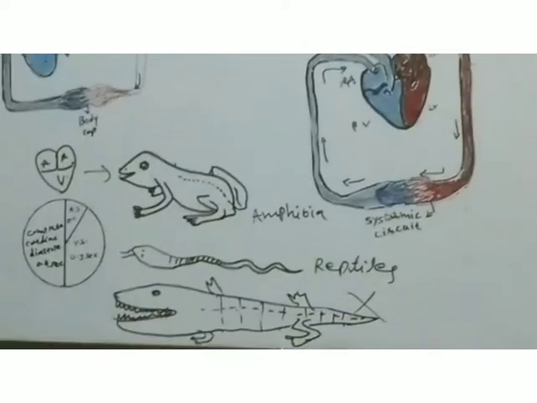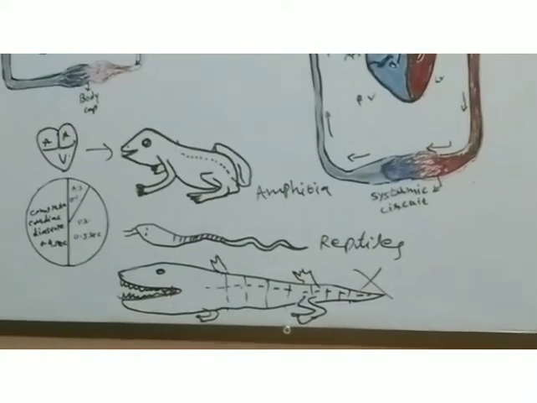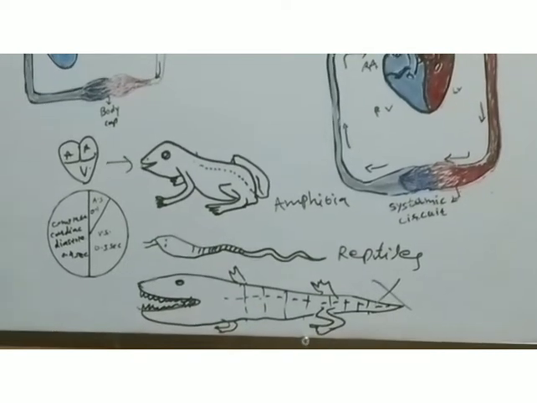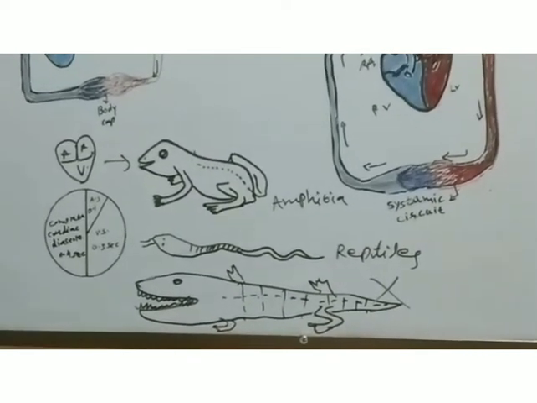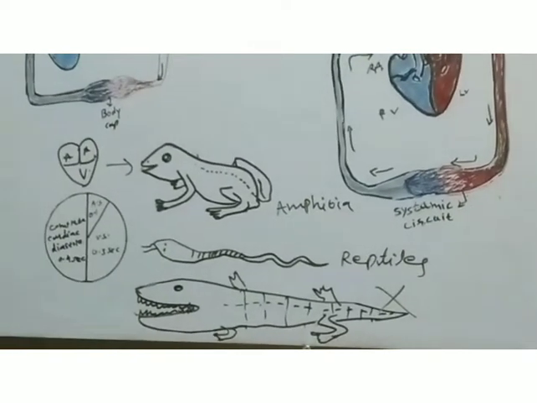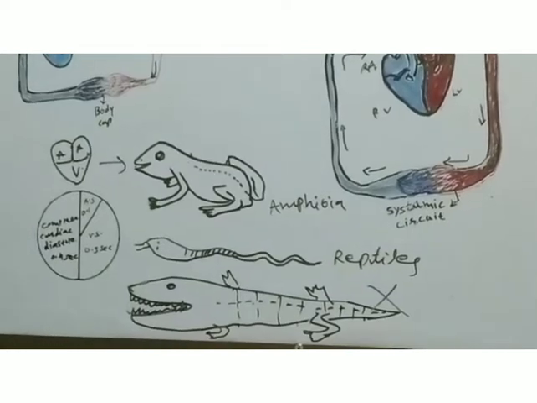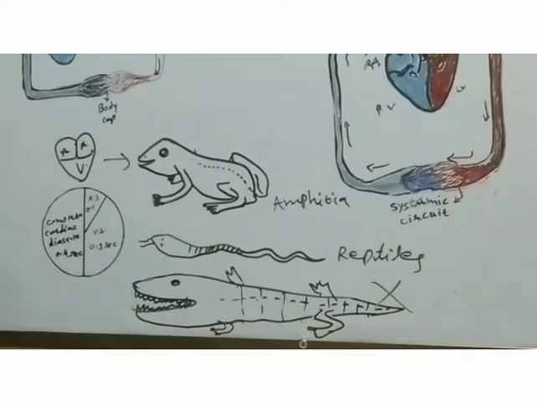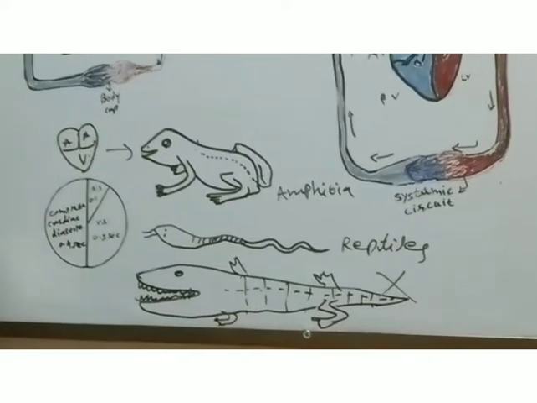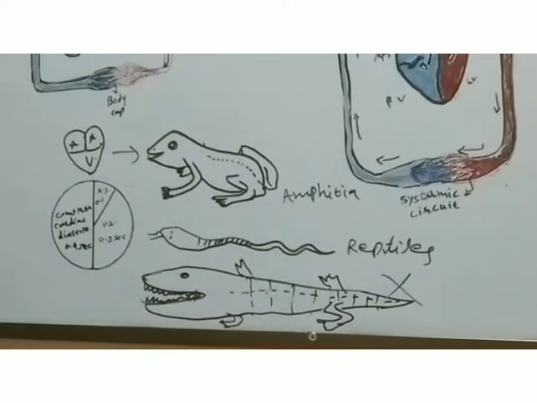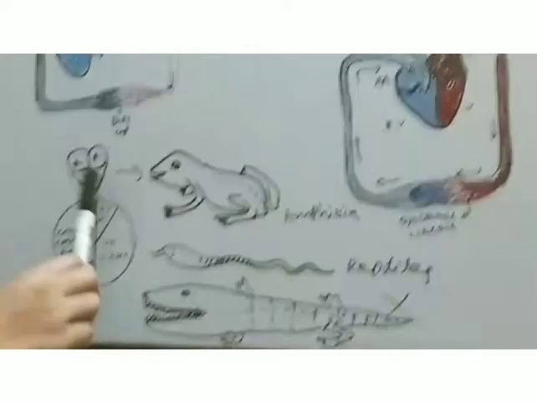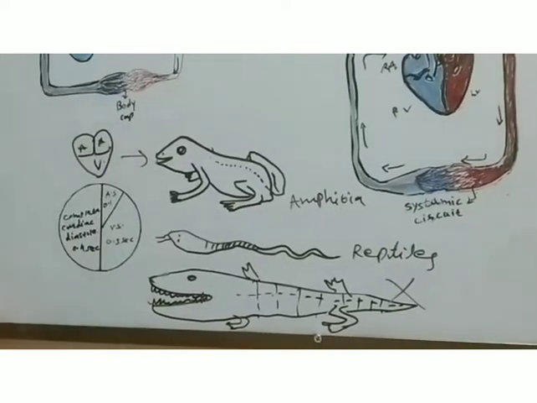So they remain in contact with water bodies and continuously exchange gases and then get the oxygenated blood. This is incomplete double circulation, where the 2 atria receive pure and impure blood, and in the ventricle the slight mixing takes place.